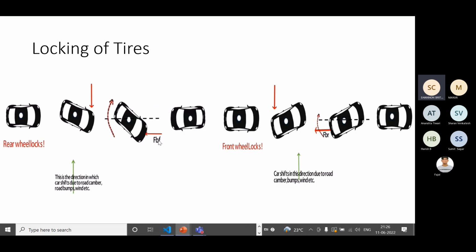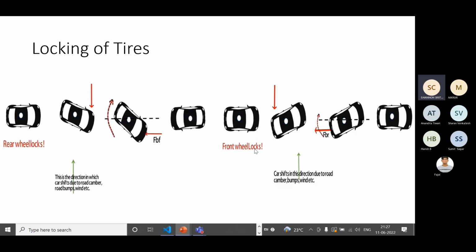Now the front wheels will also start giving the braking force. This FPF is nothing but the braking force because of the front wheels. Now if you see, this is the line passing through the center of gravity of the car, so this force will try to rotate the car about that axis. The car is getting rotated like this. This is the front part of the car, and since it's getting rotated, the front part will come here. You can see that the car is rotated by 180 degrees. The car was going like this, and now it's going like this. This is what happens when you lock the rear wheels first. You can see how dangerous this is.